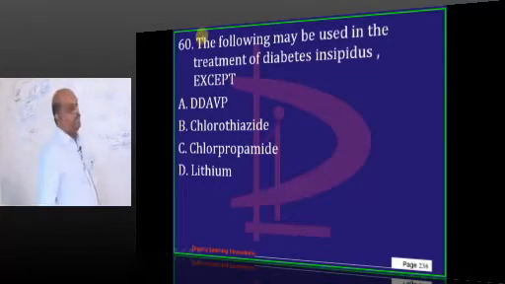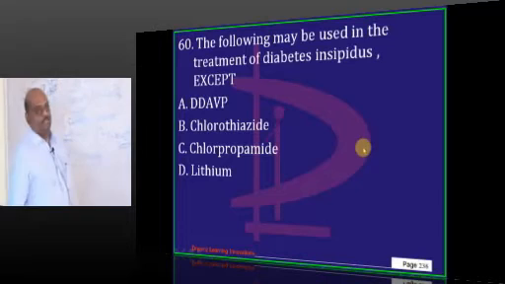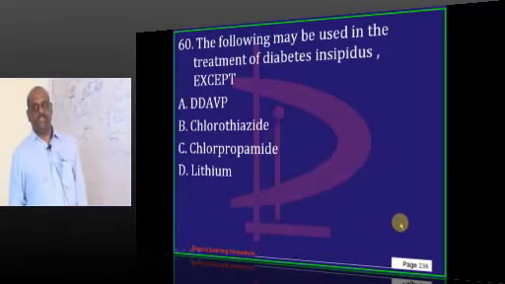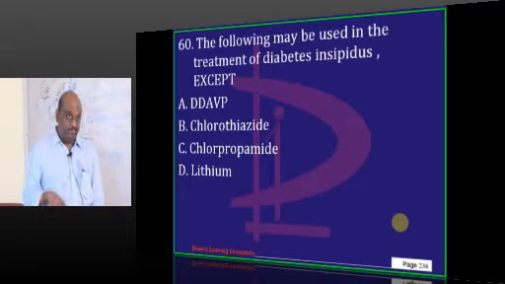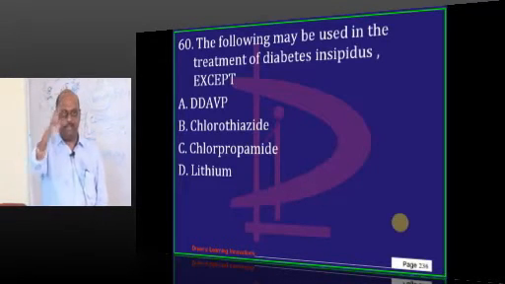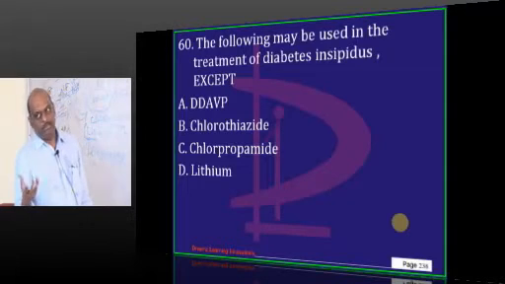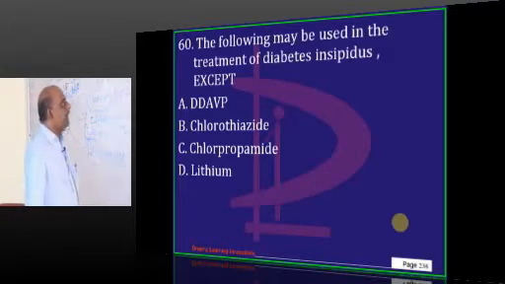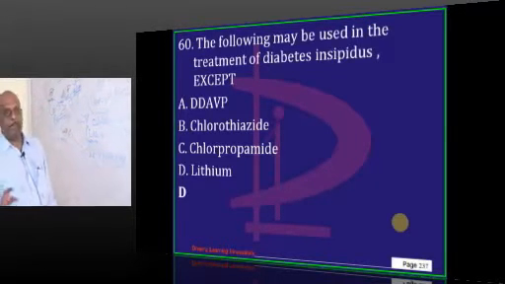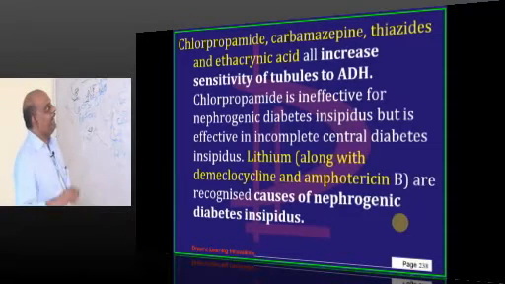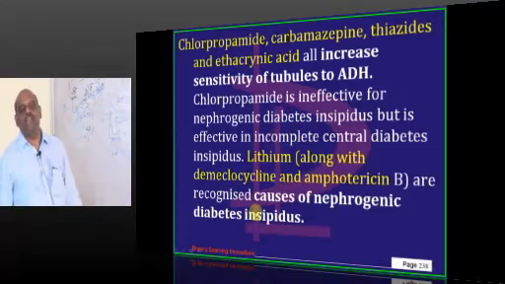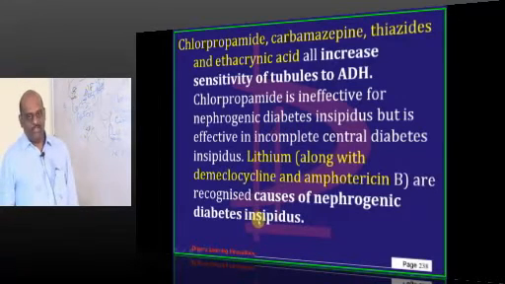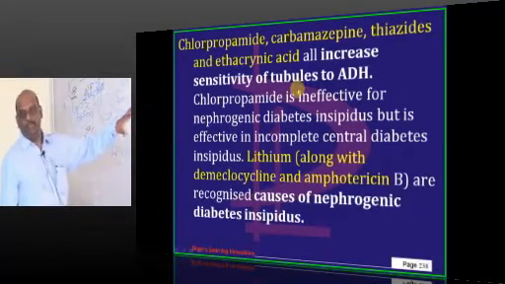Then, for diabetes insipidus, which is due to the resistance of nephron to the action of ADH or non-production of ADH in the brain, what drugs will you use? You will use chlorpropamide, chlorothiazide, DDAVP and all these things which will increase the sensitivity of the tubules to the action of ADH. You can very much use.